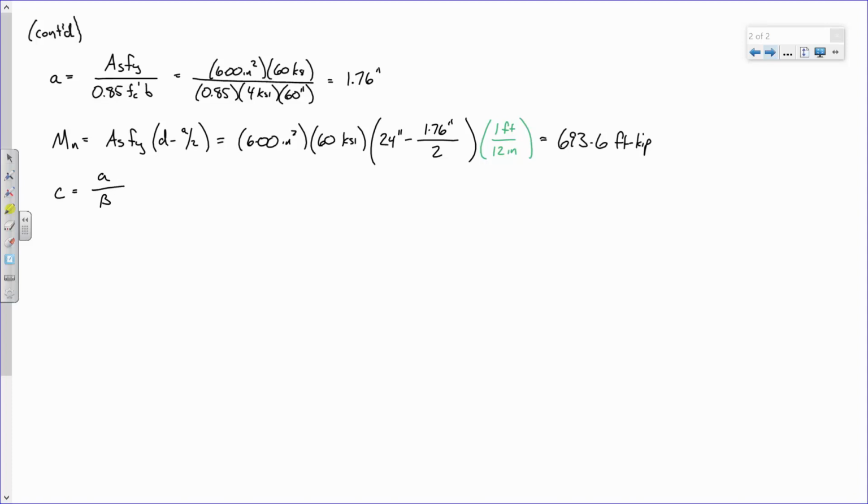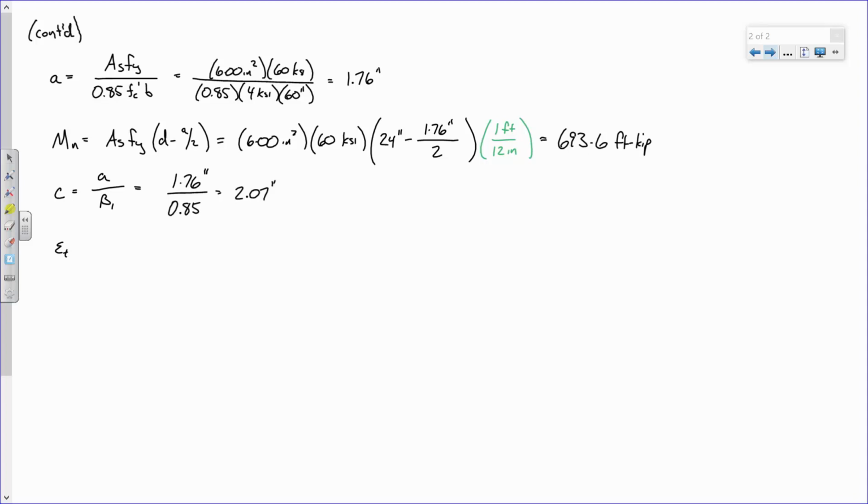A over beta 1. So 1.76 inches over beta 1. What's beta 1? It's 0.85 for any concrete that has compression strength less than or equal to 4 KSI. Okay, and so what does that equal? 2.07. 2.07. No second on that?